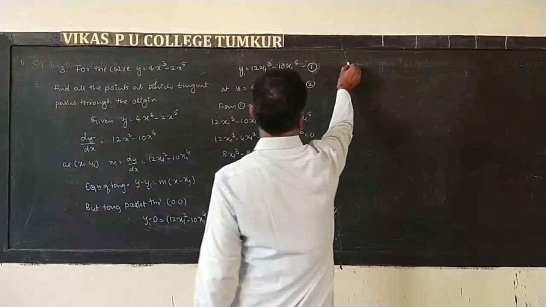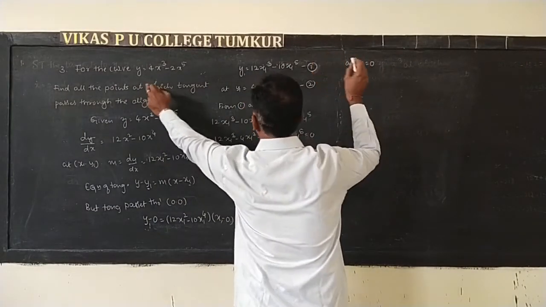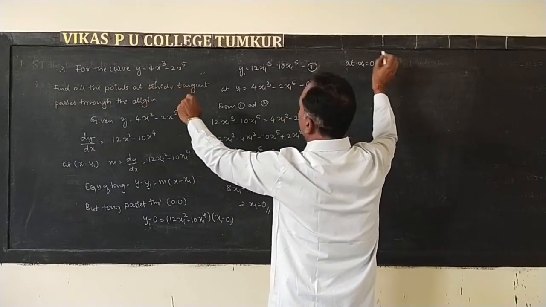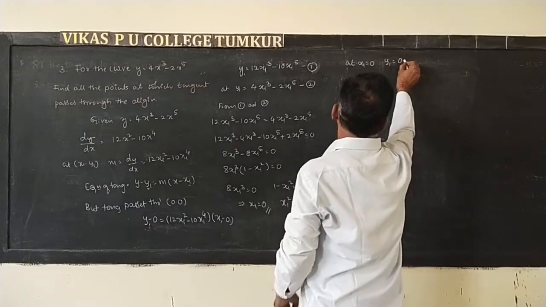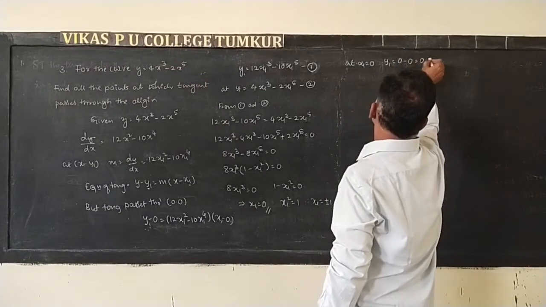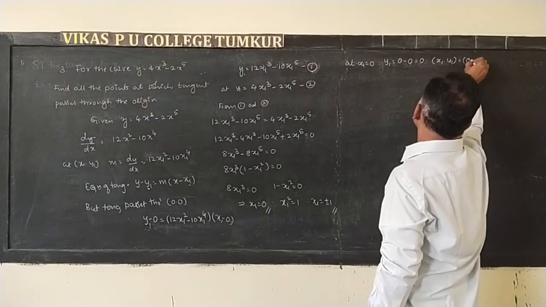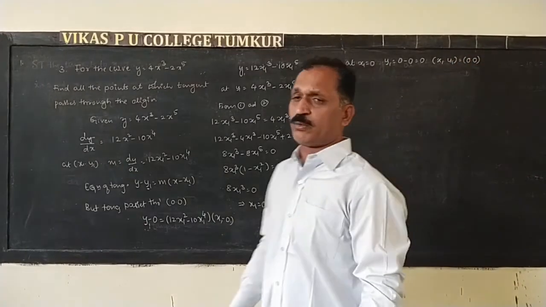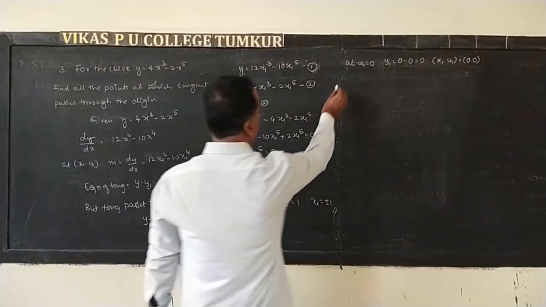At x1 is equal to 0, what is the value of y1? y1 is equal to 4 into 0 minus 2 into 0 is equal to 0. So the first point (x1, y1) should be equal to (0, 0). One point. Correct? Shall I do the second point?